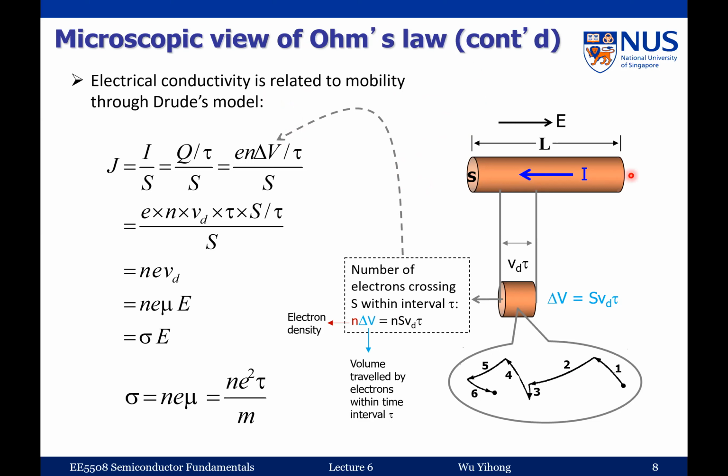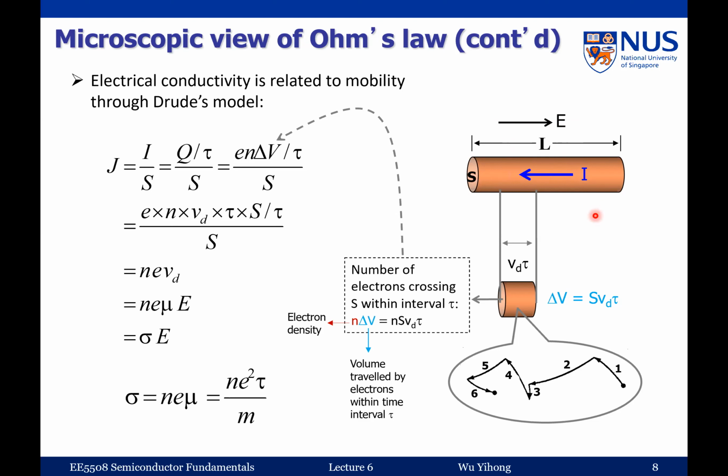Again, come back to this very simple conductor. For example, this can be a copper wire, right? It has a length of L and a uniform cross section of S. Now, if we apply an electric field in this direction, the current will flow in this direction.